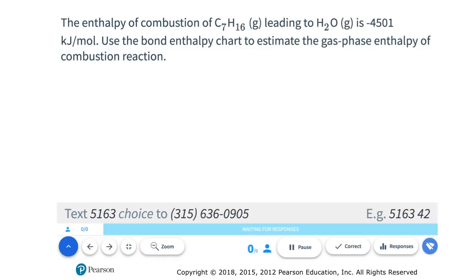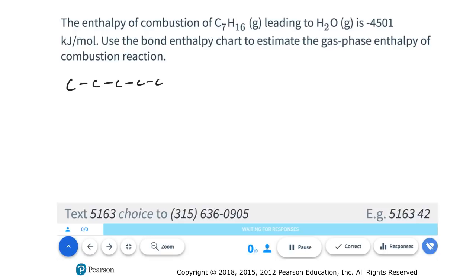Before getting into the topic of Chapter 6, let's come back to a couple of Chapter 5 problems. We'll also take a look at these problems in the first part of lecture on Thursday. So this question is asking us to consider the enthalpy of combustion of a gaseous C7H16 molecule. So that would just look like this.